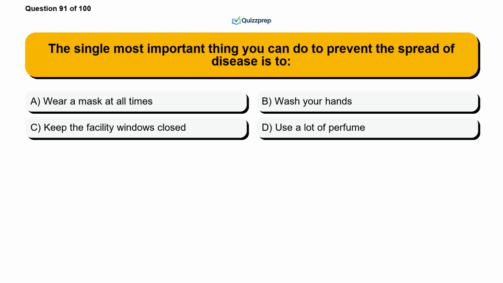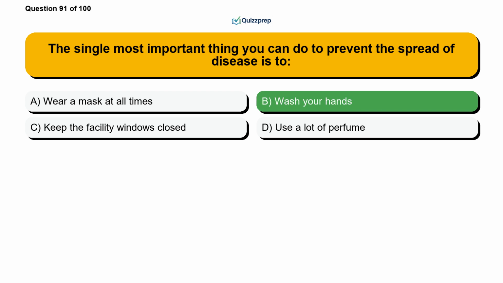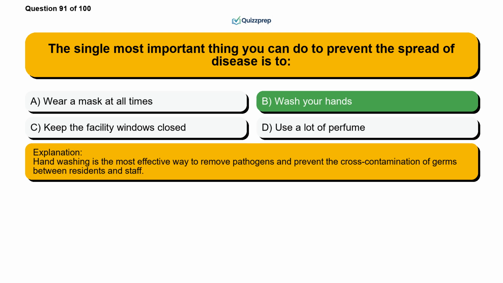Question 91. The single most important thing you can do to prevent the spread of disease is to: Option A, wear a mask at all times. Option B, wash your hands. Option C, keep the facility windows closed. Option D, use a lot of perfume. The correct answer is option B, wash your hands. Hand washing is the most effective way to remove pathogens and prevent the cross-contamination of germs between residents and staff.